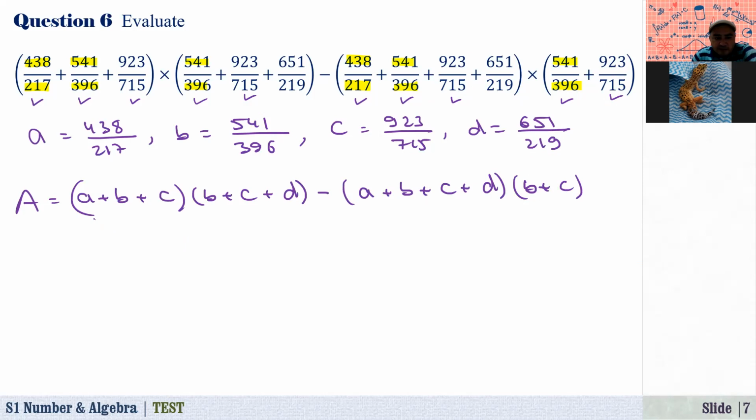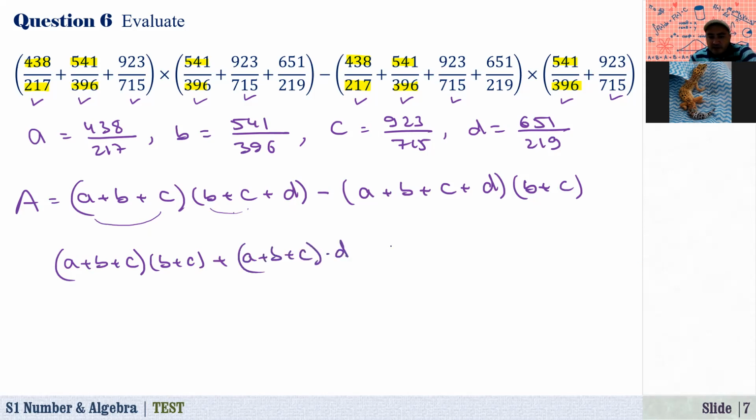Now let me multiply like this. Here we have A plus B plus C, right? And multiply it by B plus C. You can take it as X, and this one as Y plus C. I can do it like this: A plus B plus C, taken as a single thing, multiplied by B plus C, plus now multiplied by D. So A plus B plus C times D. Minus the same thing: this A plus B plus C as a single term, multiplied by B plus C. And here, because of this minus, minus D times B plus C.